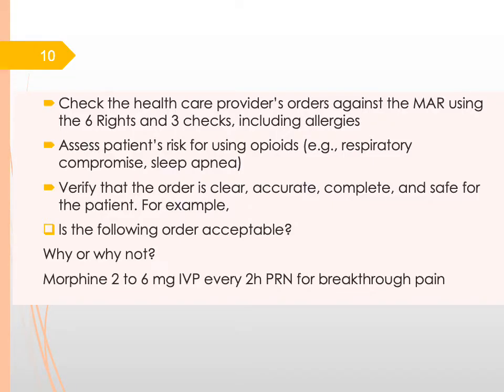And back to safety, of course, we'll do the 6 rights and 3 checks and double check allergies for the patient. We want to assess the patient's risk for using opioids, and that risk refers to what's the patient's risk for respiratory depression.